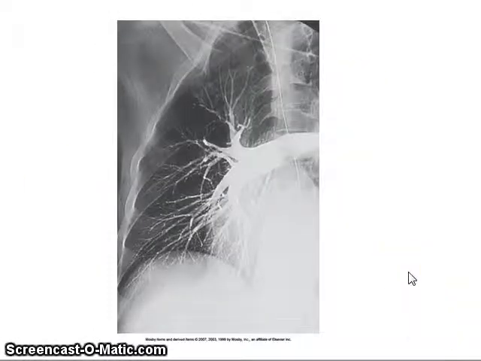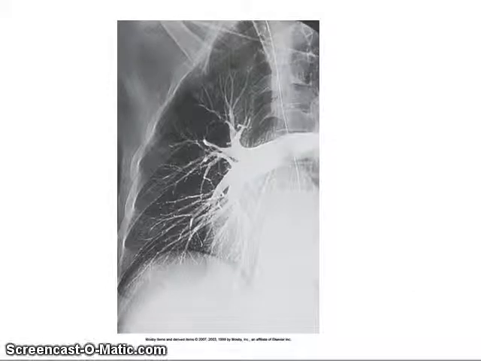Okay, now we're moving on to the pulmonary artery. The main thing to remember about the pulmonary artery is that you access it via a vein, which is a little bit confusing, but let's just say that this was a femoral approach.